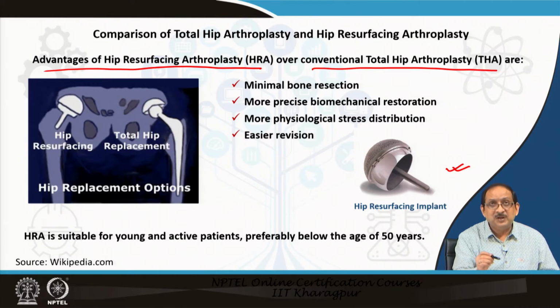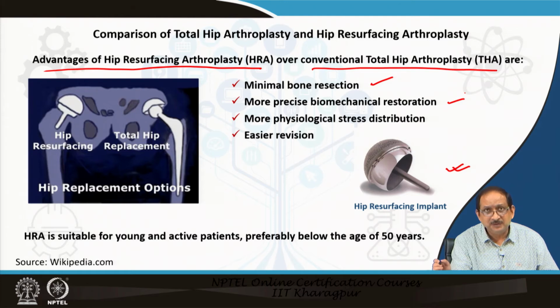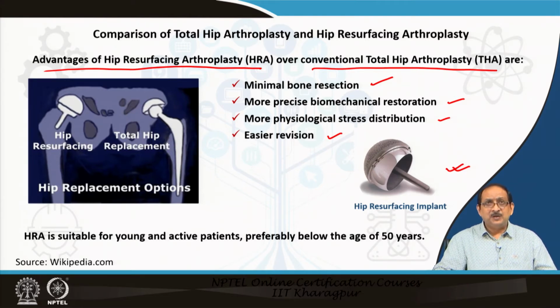whereas the total joint replacement is far more invasive. So, hip resurfacing arthroplasty has the advantage of minimal bone resection and more precise biomechanical restoration, since it is minimally invasive. It also gives more physiological stress distribution as compared to the natural bone, and the revision procedure is far easier as compared to conventional total hip arthroplasty.